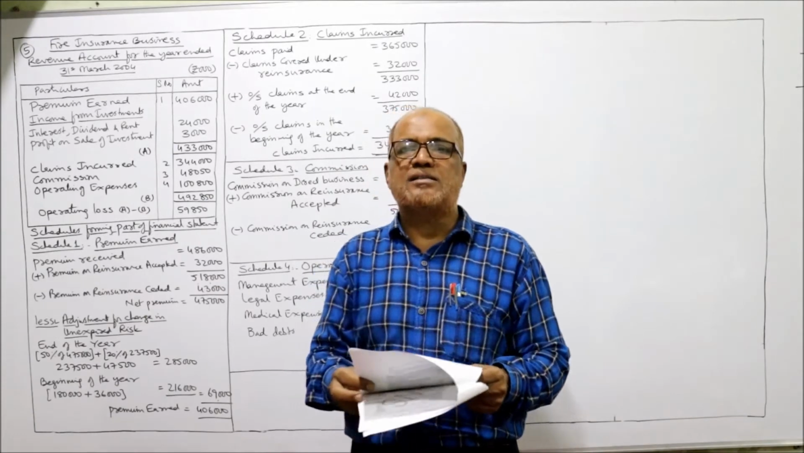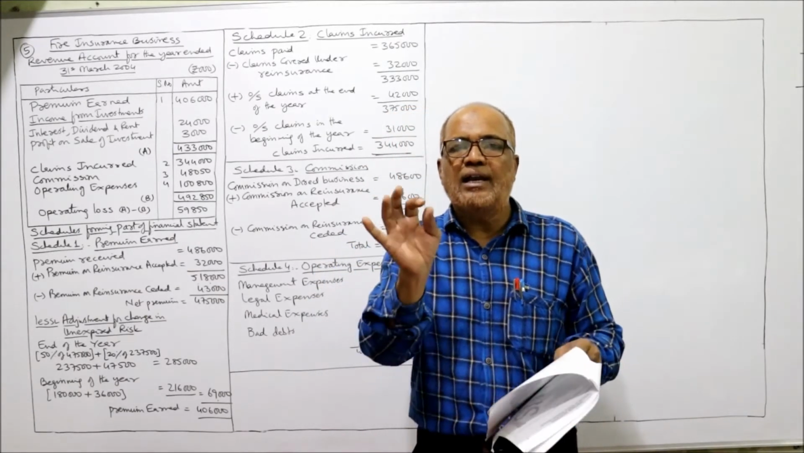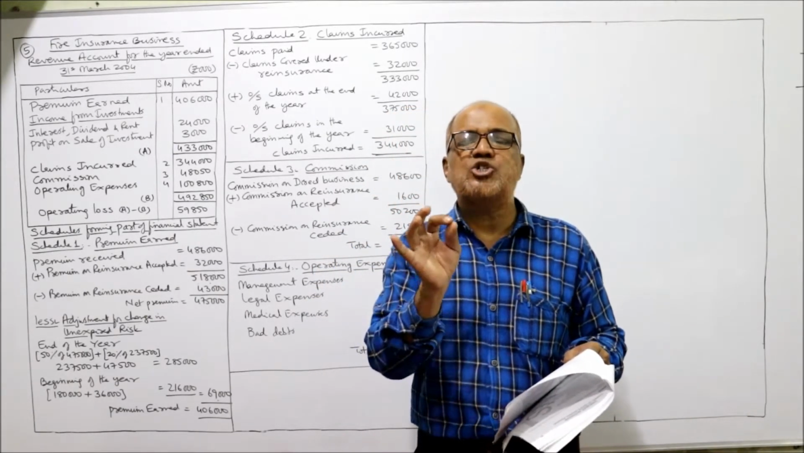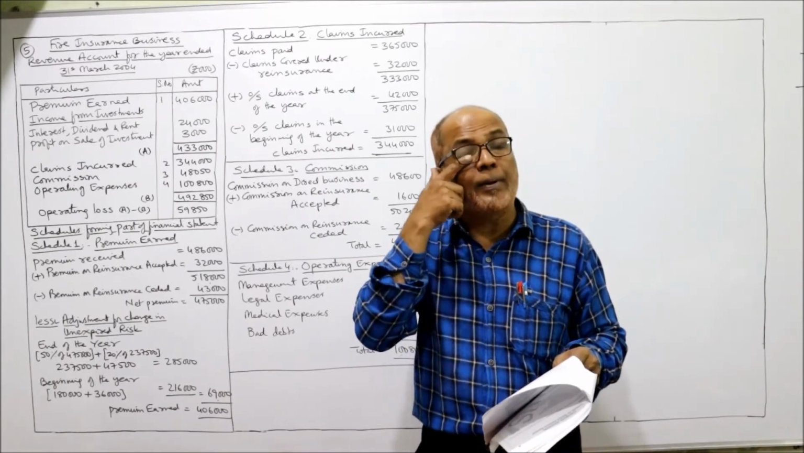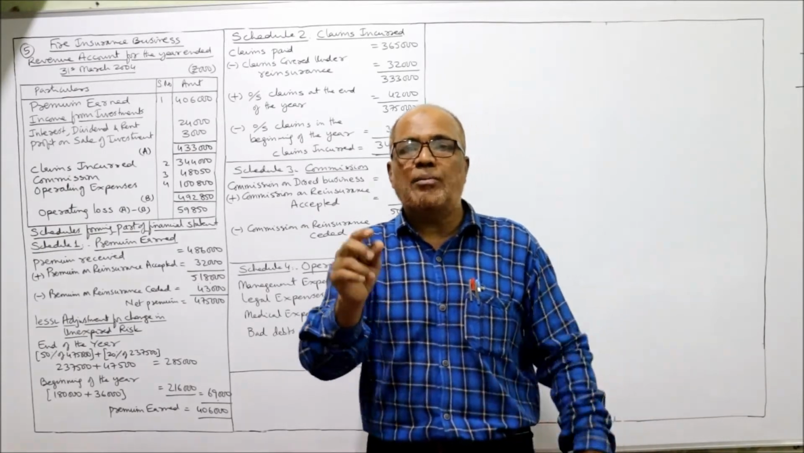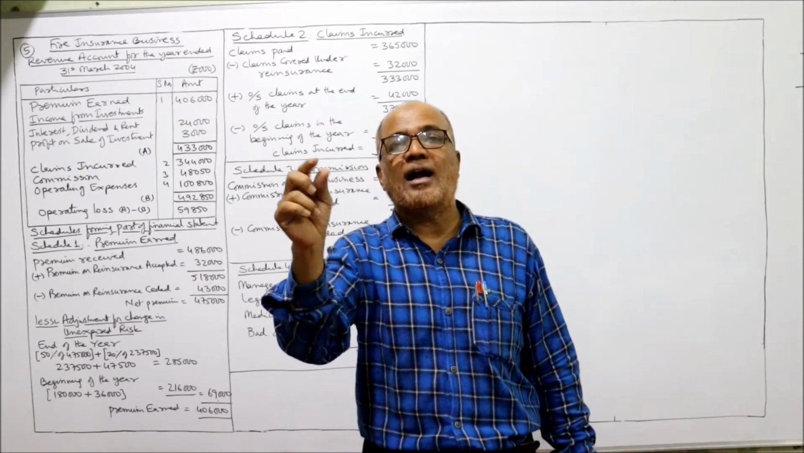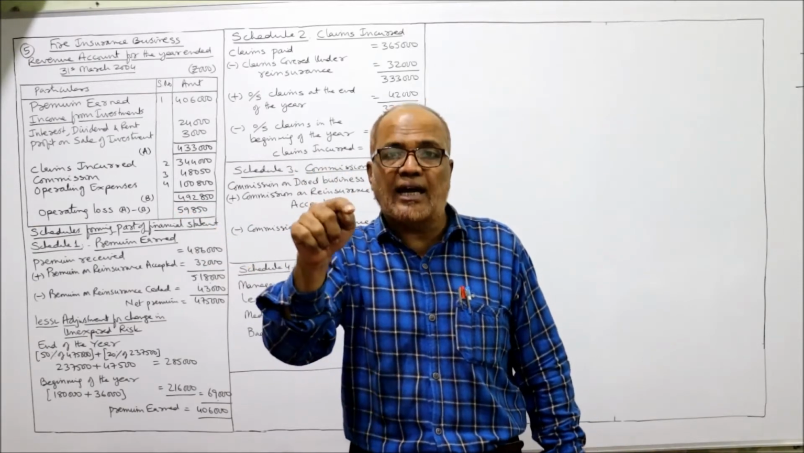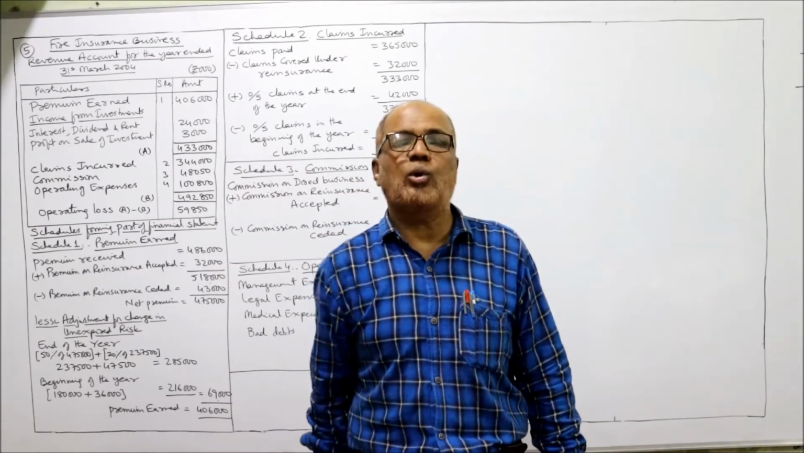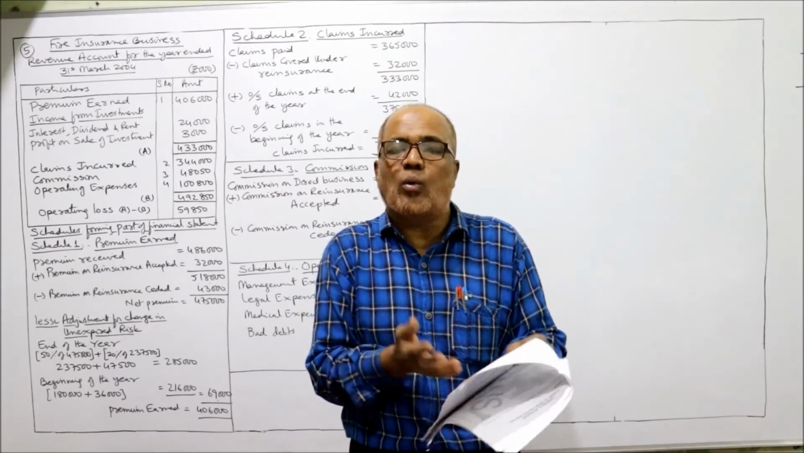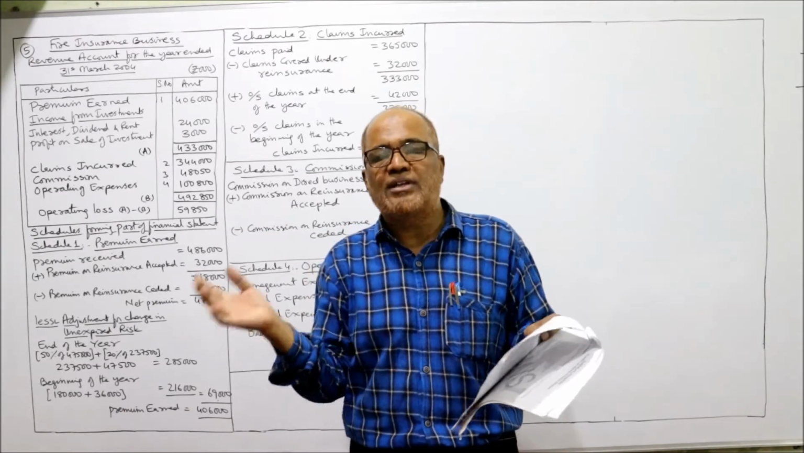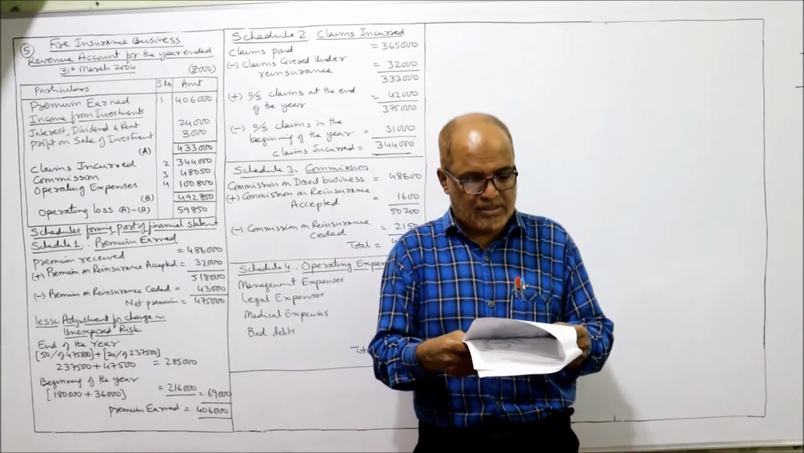Then legal expenses. If nothing is given, legal expenses will be taken under schedule number 4, operating expenses. Sometimes it will be given legal expenses regarding claims. In that case, legal expenses will be added to claims. But here nothing is given, only legal expenses are given. So we take it under operating expenses.